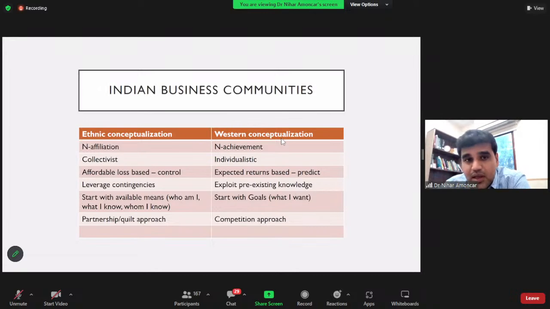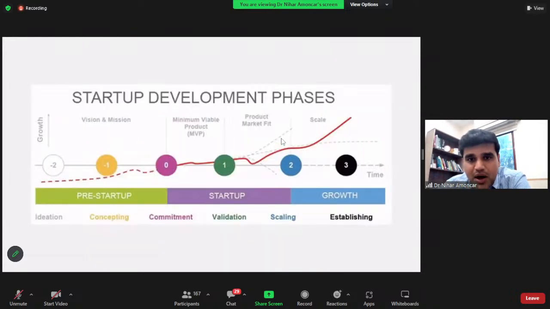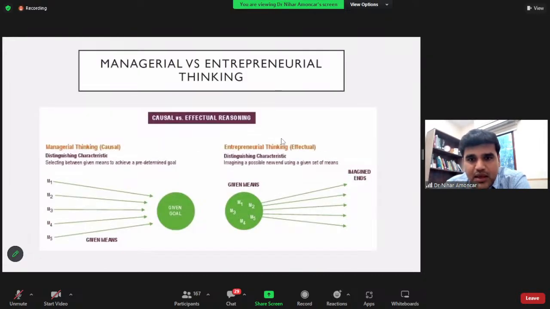So, for example, I'm going to talk a little bit about this. Okay, I'm going to advance to it. So, if you can see, this is causal versus effectual reasoning. Effectual reasoning is what I just talked about, the Indian way of doing things, and causal is the Western way of doing things.